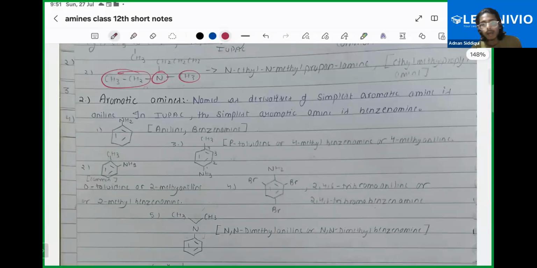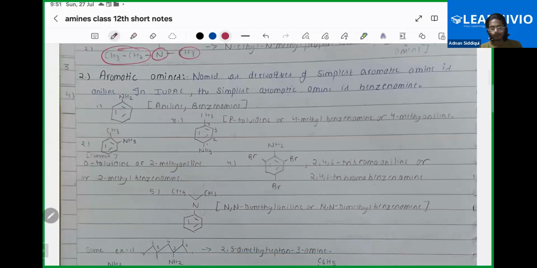So let us talk about aromatic amines. These are named as derivatives of the simplest aromatic amine. The simplest aromatic amine of benzene is aniline. In IUPAC, the simplest aromatic amine is benzenamine. So aniline is a common name. If you are asked what the name is as per IUPAC, then you will call it benzenamine. But in most of the books, you are going to see it as aniline because aniline is a common name, right? Yes, sir.